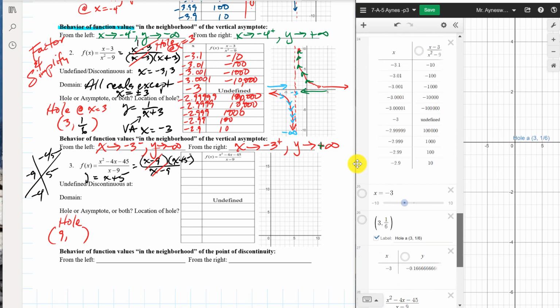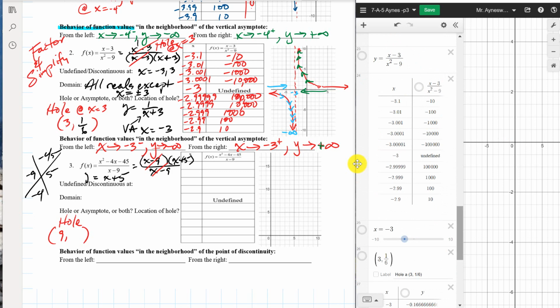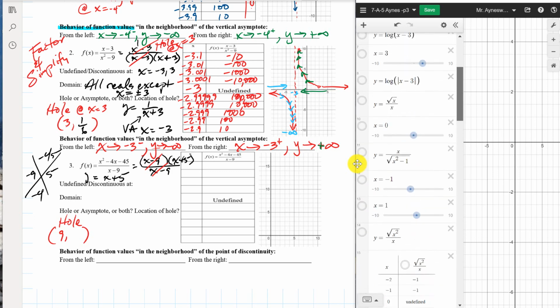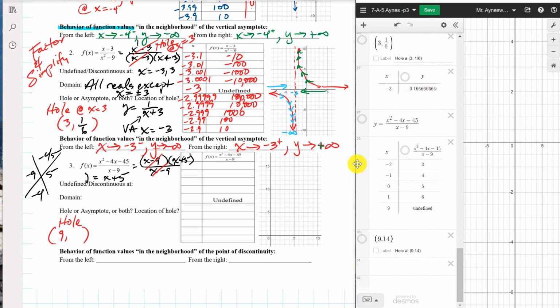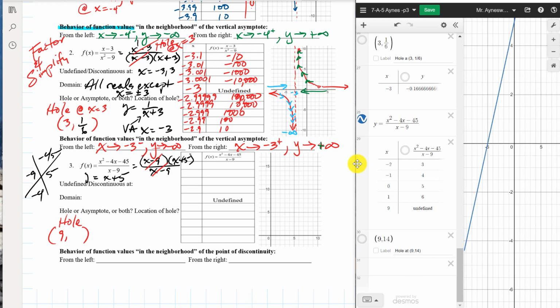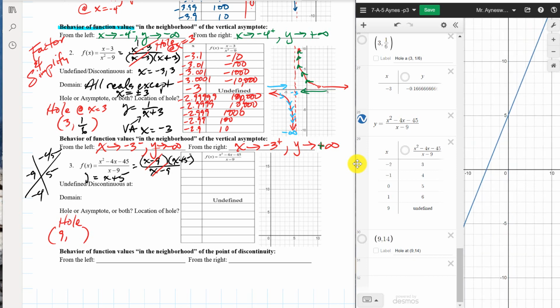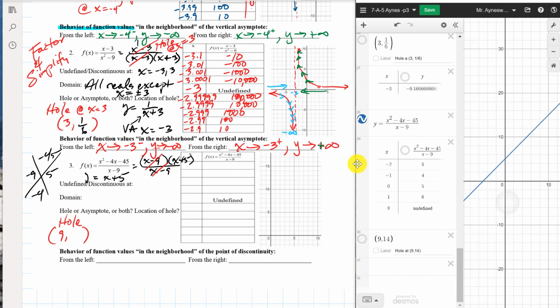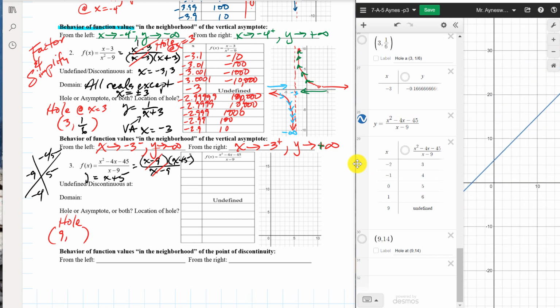Turn off your colors on all the other functions like I'm doing right now, and then type in your function here. You notice that we have a line. I'm just adjusting the scale a little bit. So where's the hole? Well, if you take 9 and add it to 5, you get 14. So it's at 9 comma 14. Let's go ahead and note that.